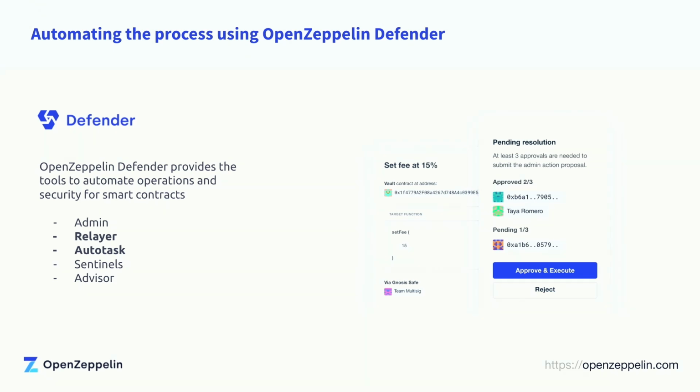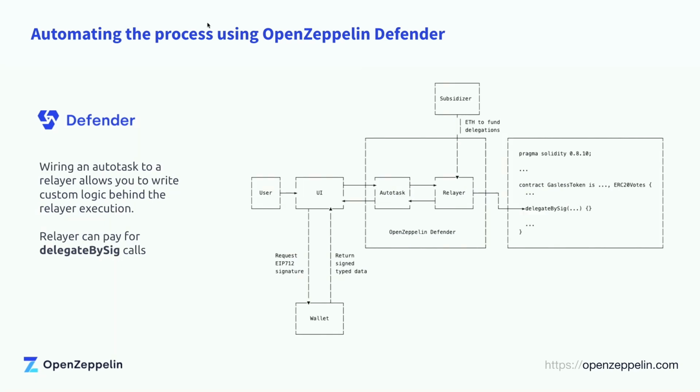And also Autotask, which is basically a Lambda function that you can wire to a Relayer. Within the Autotask, you can call the Relayer to send transactions. So this is the way we're going to set this up. And this is the complete workflow. It's basically a standard version of what I already showed you.